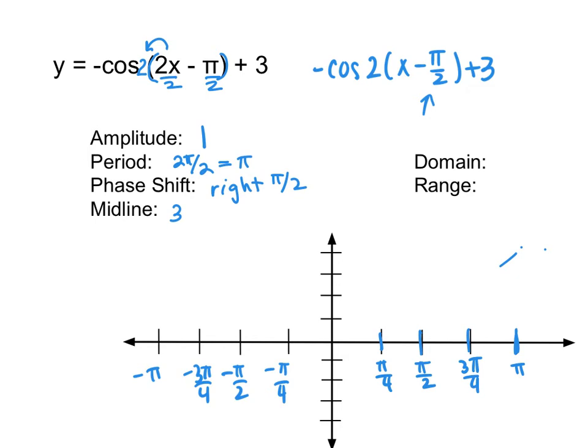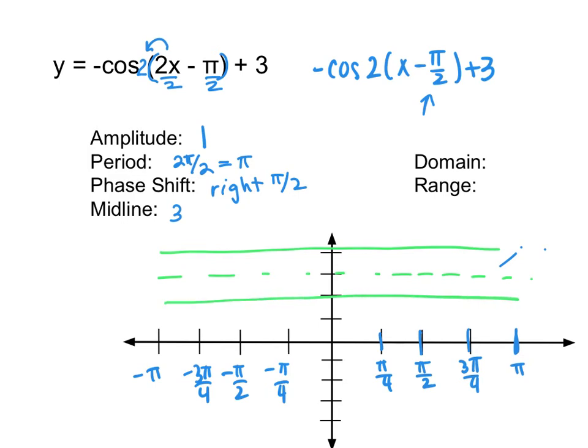Now, we have a midline of 3, so let's put that in right here. We have an amplitude of 1, so we will go up 1 and we will go down 1. And our function will fit in between those 2 lines.